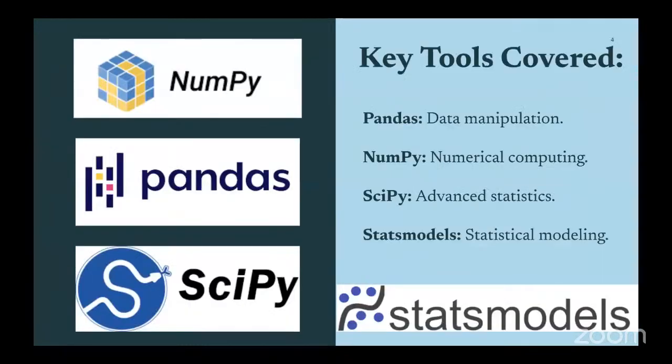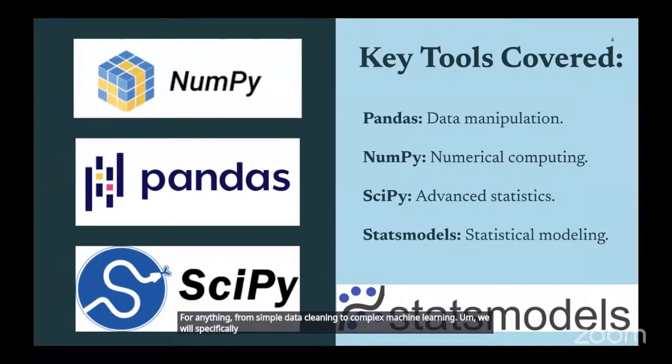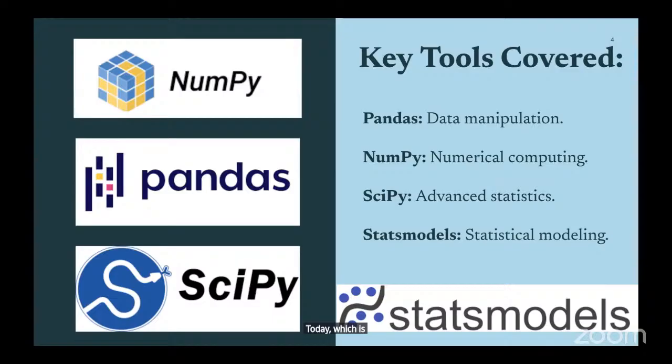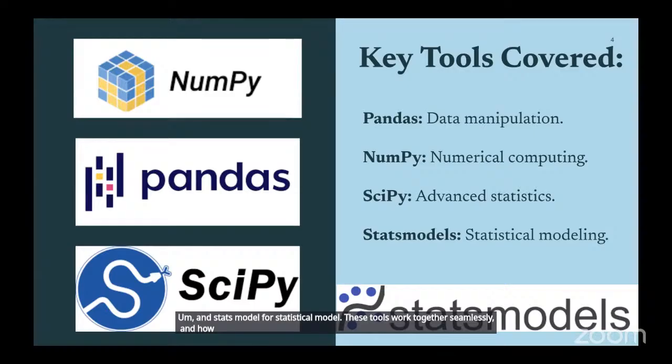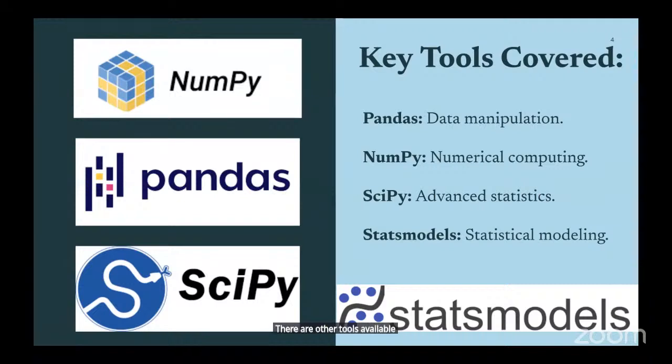We will specifically focus on 4 key libraries today: pandas for data manipulation, NumPy for numerical computing, SciPy for advanced statistics, and statsmodels for statistical modeling. These tools work together seamlessly and help us analyze and understand data efficiently. There are other tools available within Python, but we won't be focusing on those today.